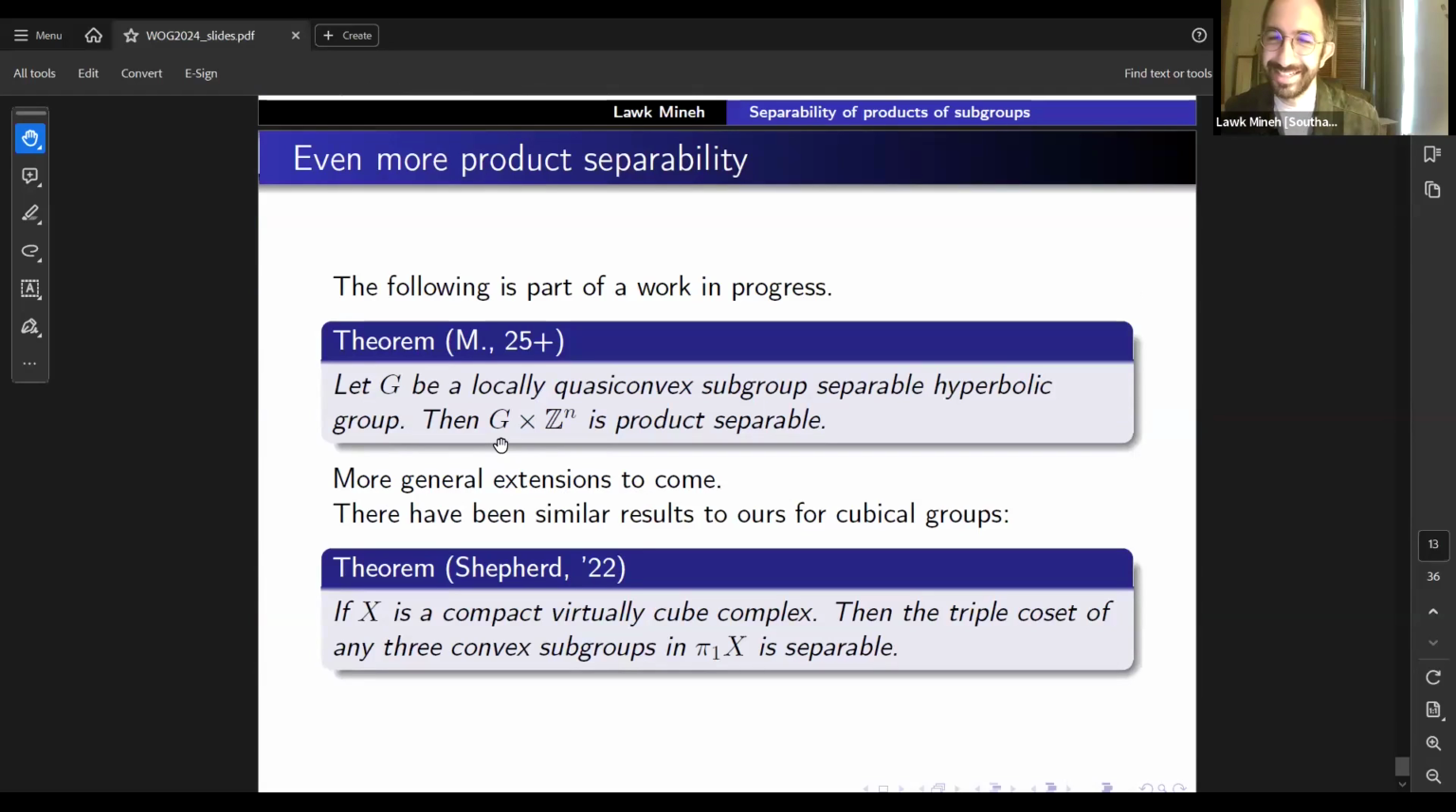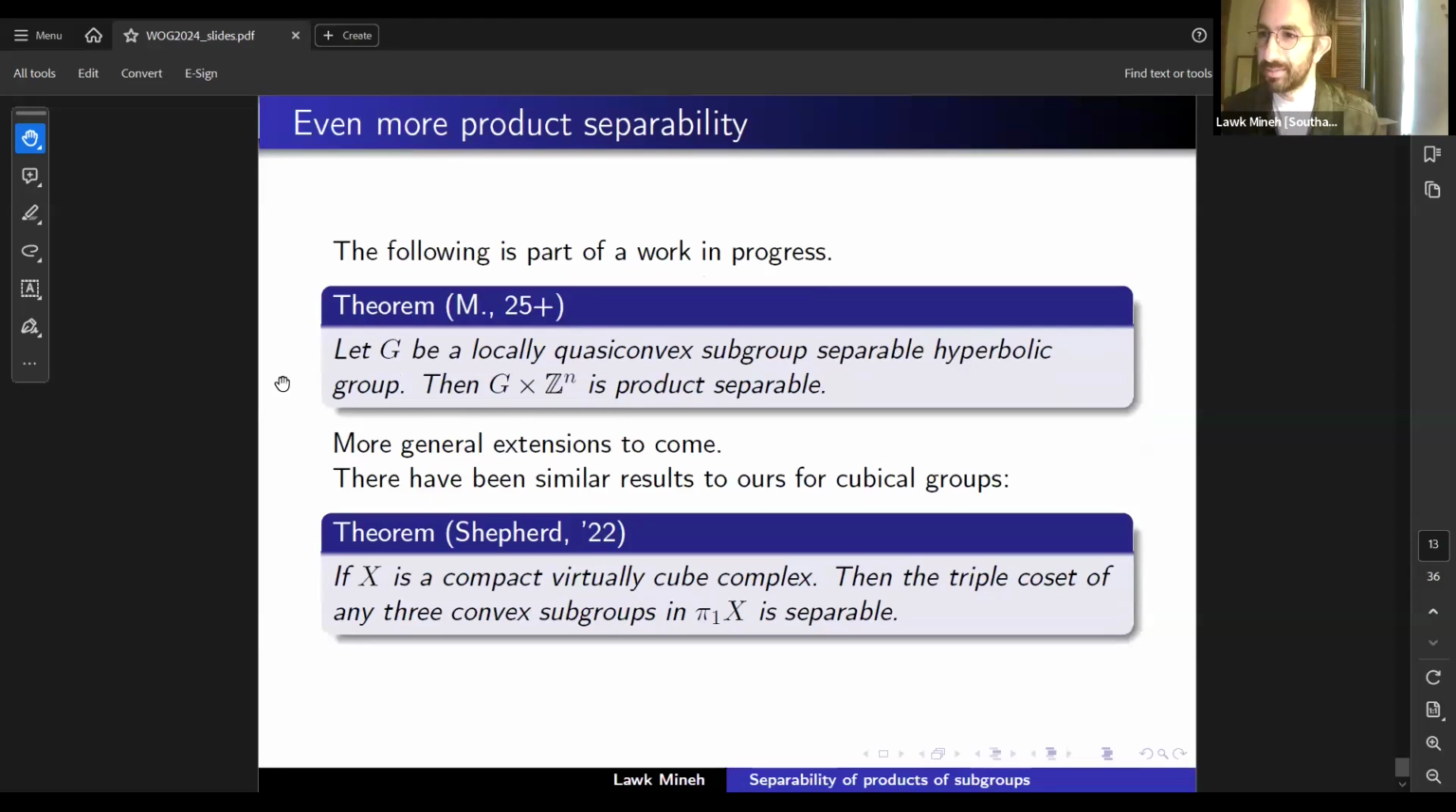RAAGs are a long way away. But there was a result: Davide Spriano and I showed that the product of stable subgroups of RAAGs is separable, but I should check. Strongly quasi-convex, that's right. Strongly quasi-convex subgroups of RAAGs, products of those are separable. Okay, cool.